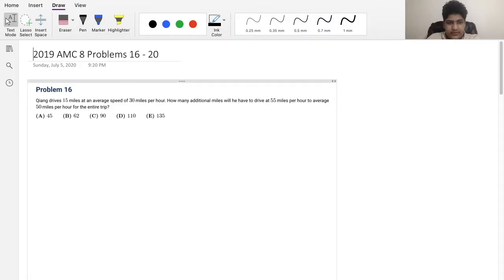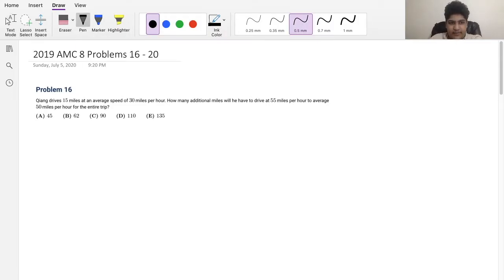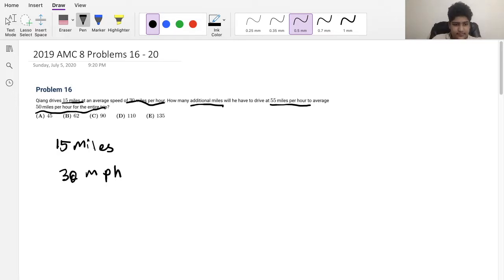Kiang drives 15 miles at an average speed of 30 miles per hour. How many additional miles will you have to drive at 55 miles per hour to average 50 miles per hour for the entire trip? Well, we know that he first drives 15 miles at 30 mph. So we know that he takes up 30 minutes in this leg of the journey.